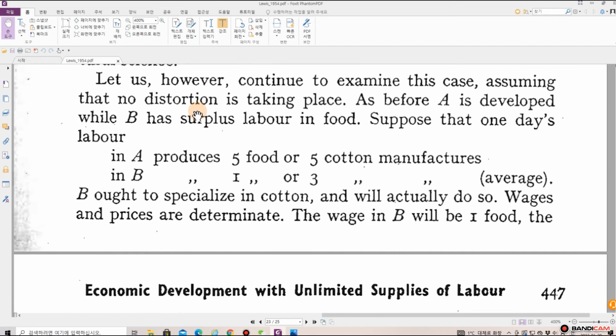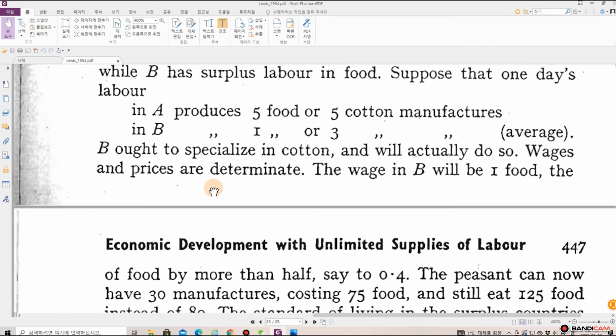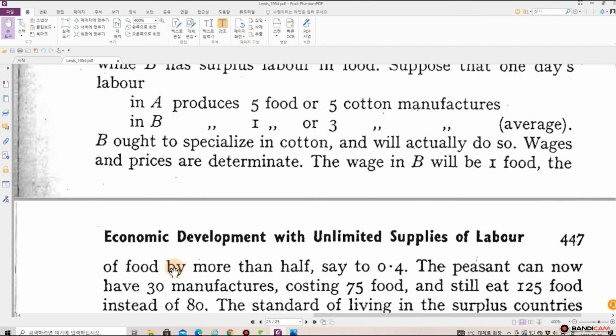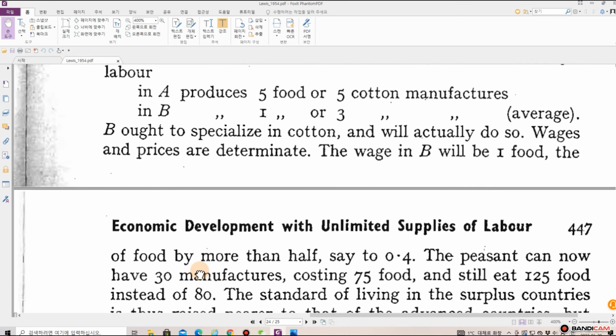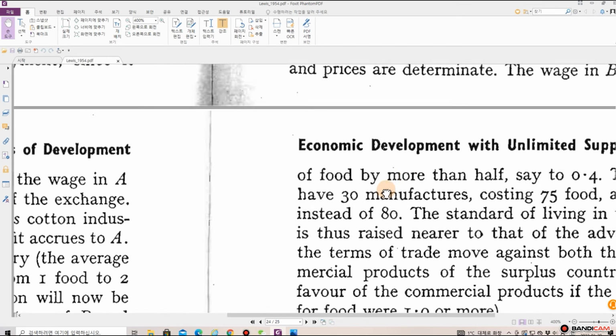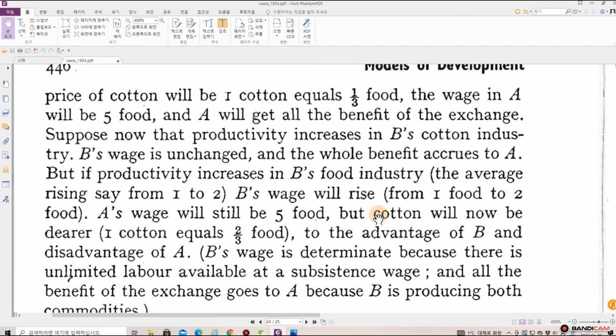Suppose that one day's labor in A produces 5 food or 5 cotton manufactures. In B it produces 1 food or 1 cotton manufacture on average. B ought to specialize in cotton and will actually do so. Wages and prices are determinate. The wage in B will be 1 food. The price of cotton will be 1 cotton equals 1/3 food. The wage in A will be 5 food, and A will get all the benefits of the exchange.